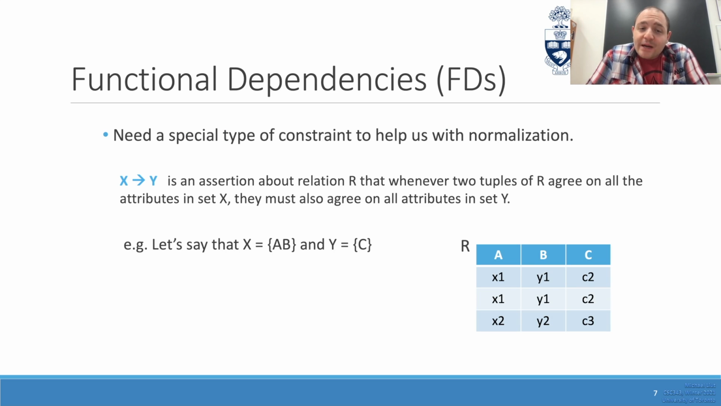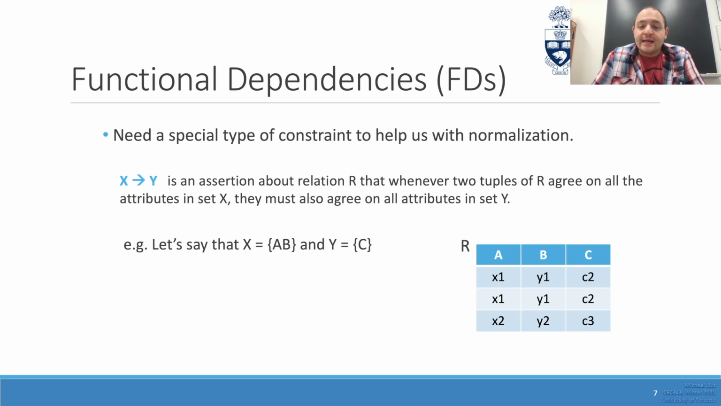So we need a special type of constraint to help us with normalization, for example. We're working with X implies Y, or Y is functionally dependent on X. That's an assertion made on our relation R, on our table. And whenever two tuples of R agree on all the attributes in that set, in this instance set X, they must also agree on all attributes in that set Y.